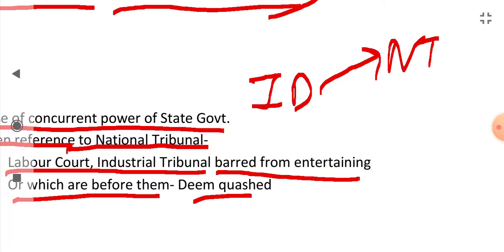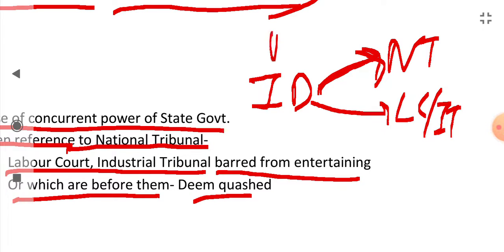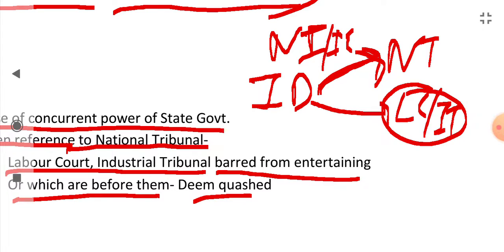If the industrial dispute is already with any labor court or industrial tribunal and the central government refers it to a National Tribunal because of national importance, or because industrial establishments in more than one state are interested in or affected by such dispute, then the matter before the labor court and industrial tribunal will be deemed quashed there. Now the matter will be adjudicated by the National Tribunal only.